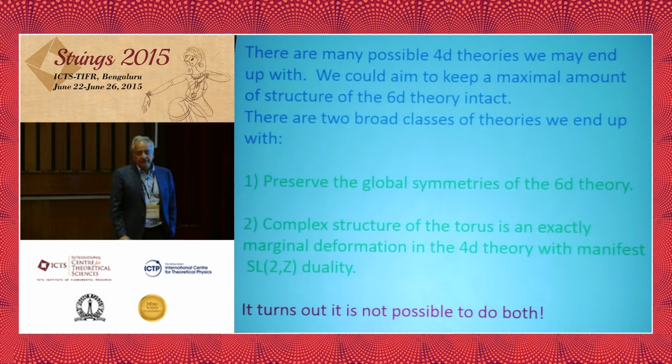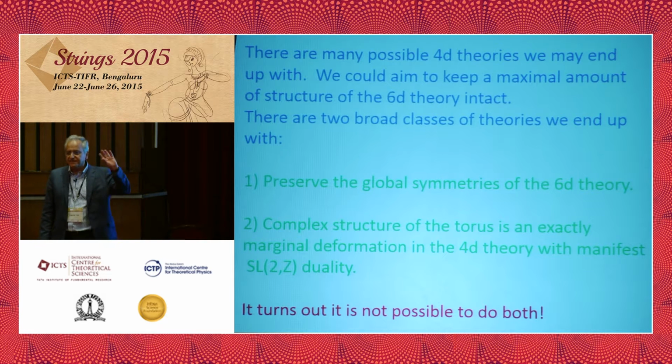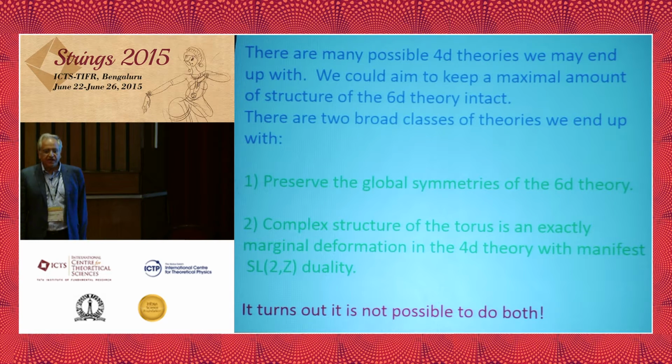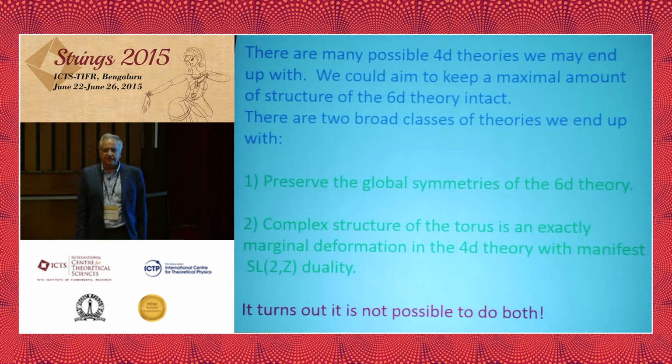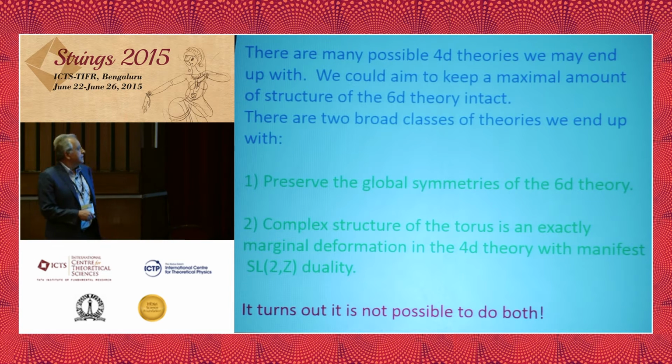Well, in fact, it turns out that there are many 4D theories we can end up with for a given 6D theory. You start with one 6D theory, and what we're going to see is that you get many inequivalent 4D infrared fixed points, which a priori have nothing to do with each other in 4D, but they have a common parent in 6D. And we could ask a general question about what we want to keep in 4D.